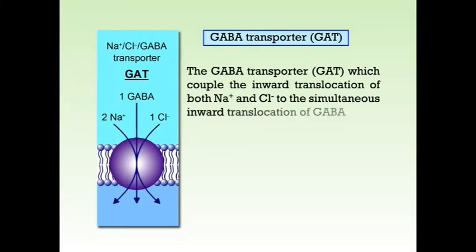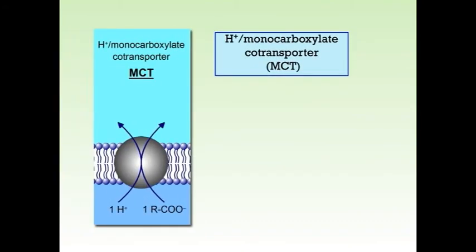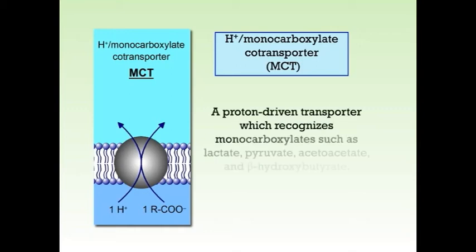Additional examples of cotransport proteins include the GABA transporter, also known as GAT, which couples the inward translocation of both sodium ion and chloride ion to the simultaneous inward translocation of GABA. It regulates the basal concentration of GABA in the nervous system and, in addition, regulates the concentration and lifetime of GABA in the synaptic cleft. The hydrogen ion monocarboxylate cotransporter, MCT, a proton-driven transporter which recognizes monocarboxylates such as lactate, pyruvate, acetoacetate, and beta-hydroxybutyrate.